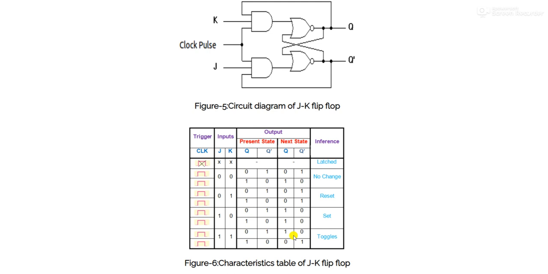Means in simple terms, we can say that we will get the outputs of Q and Q bar as 1 0 or 0 1 for the input combination J equal to 1 and K equal to 1 for every high clock pulse. So this situation is called the toggle condition.